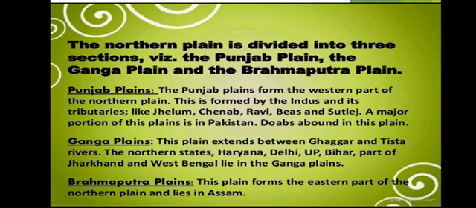Ghaggar and Tista river. It is spread over the states of North India, that is Delhi, Haryana, UP, Bihar, parts of Jharkhand and West Bengal. Third one is your Brahmaputra Plains. To the east of Ganga Plain lies the Brahmaputra Plain. They cover the areas of Assam and Arunachal Pradesh.